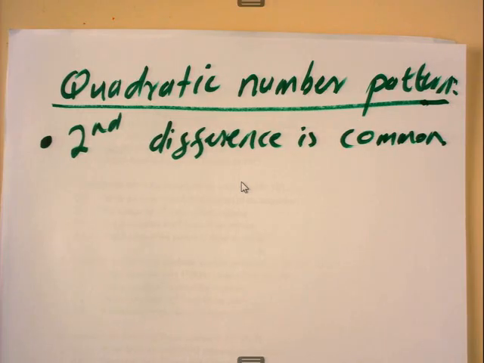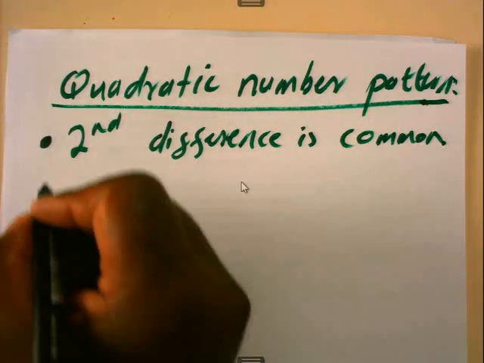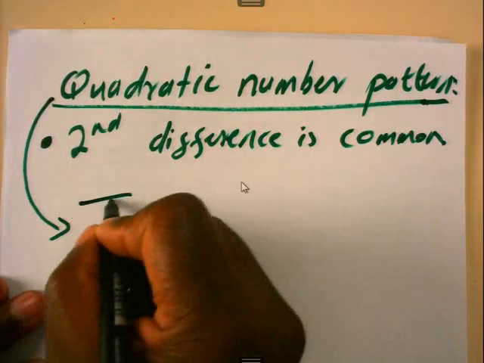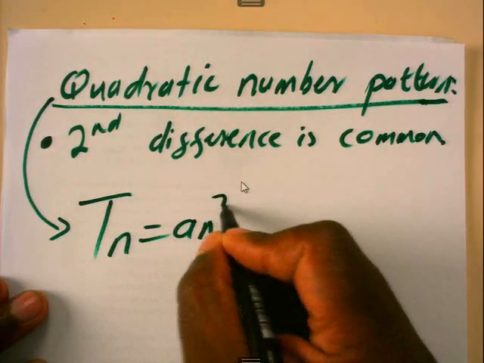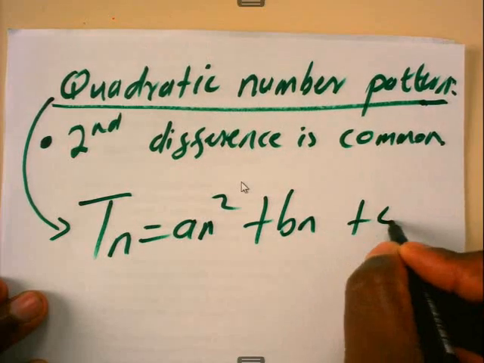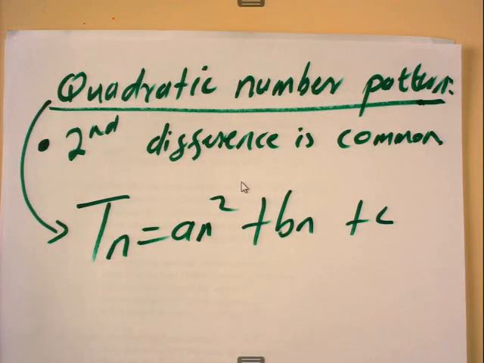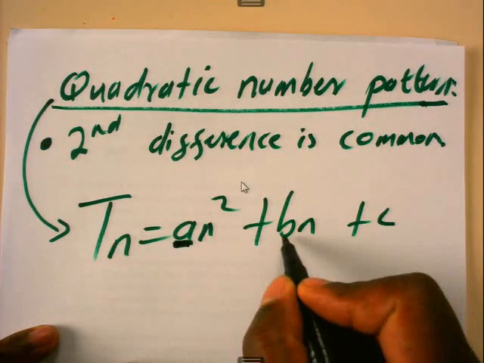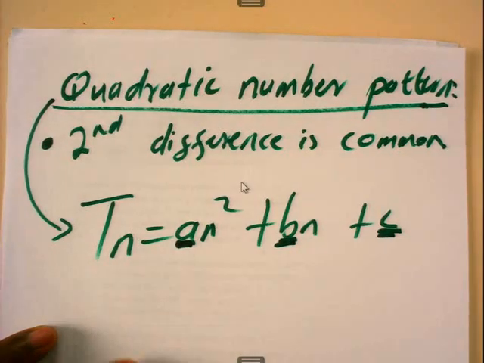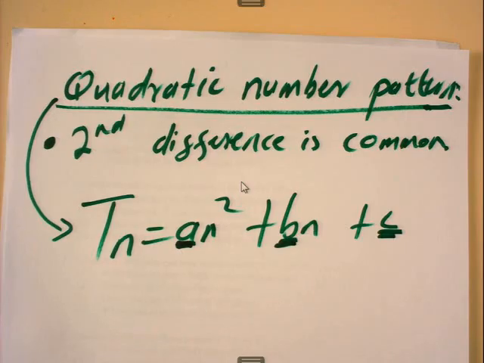Remember, in the linear number pattern, we said the first difference is common. So, in a quadratic number pattern, the second difference is common. Let me give you the general form of a quadratic number pattern. Tn equals an squared plus bn plus c. So, if the question requires you to determine the nth term of the quadratic number pattern, you must first determine the value of a, then the value of b, and then the value of c. A quadratic number pattern is a pattern in which the second difference is common.